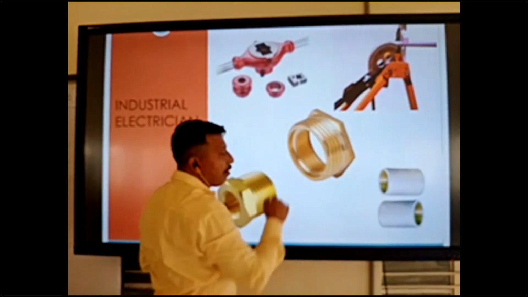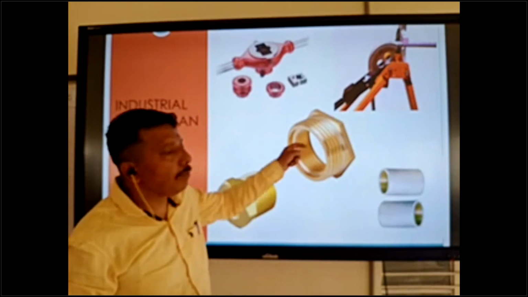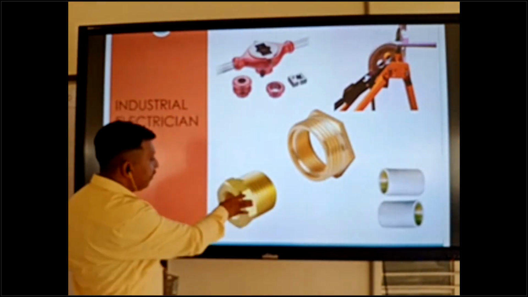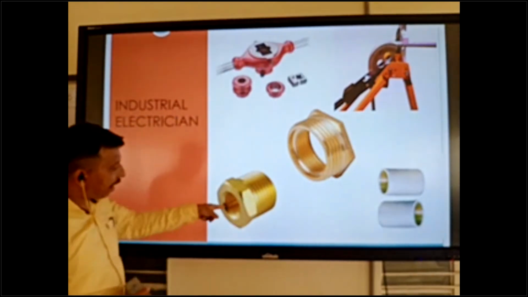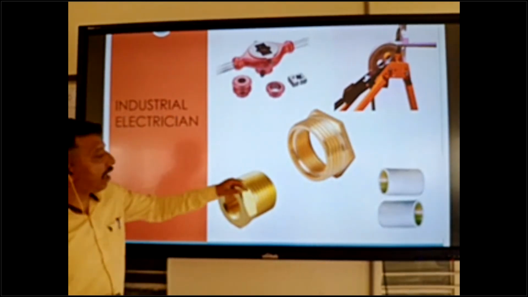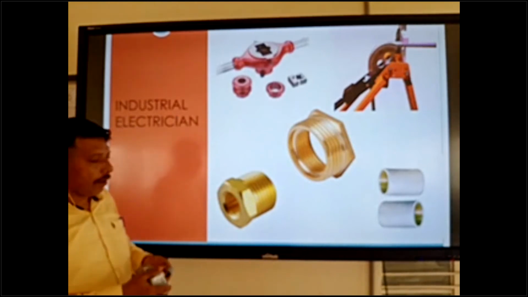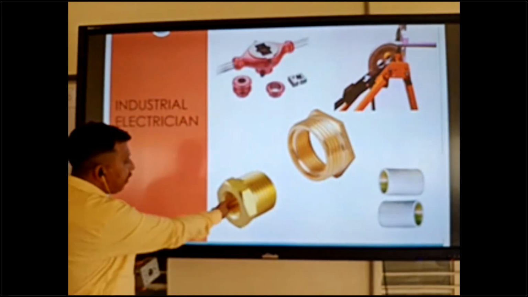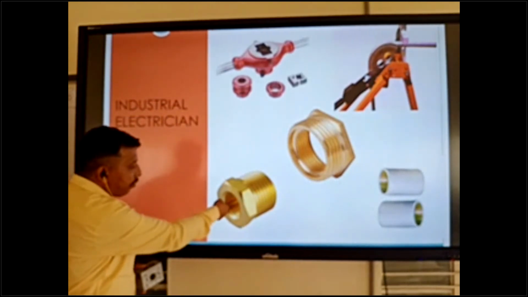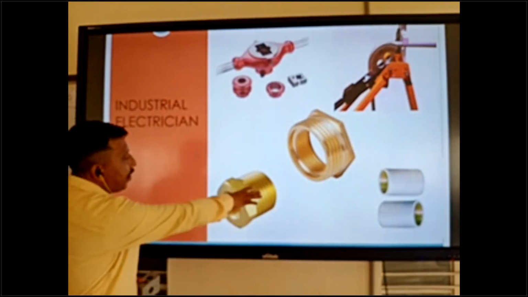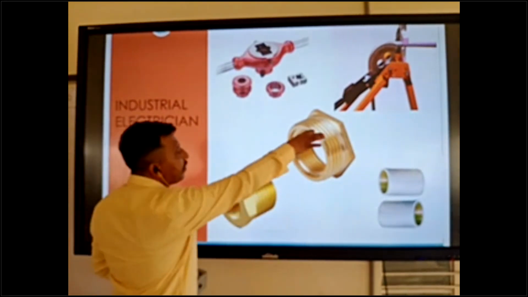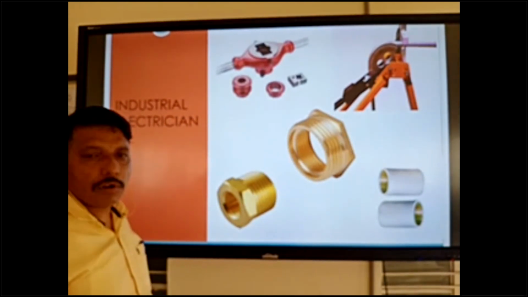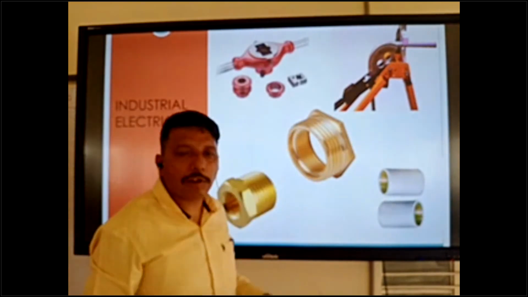So this is the threading type male bush, and this is the threading type coupler, and this is the reducer male bush. This one has thread inside, and also thread outside. So if your outside route is 25 mm and the pipe you install is 20 mm, that time we can use this reducer, which has inside thread also. This is the reducer coupler male bush, and this is the normal male bush. Okay, so we have two types of male bush.